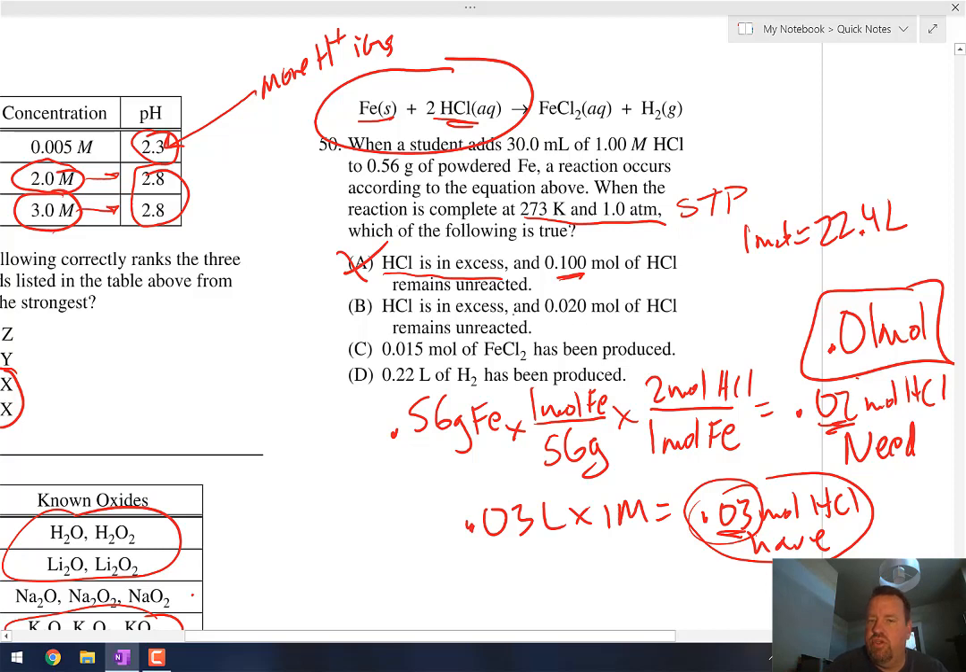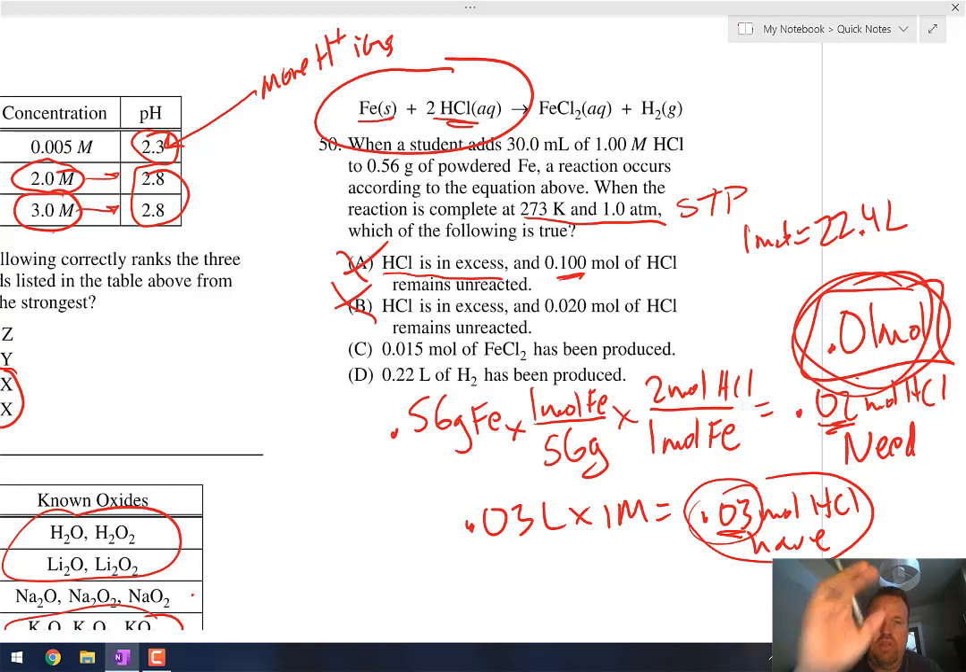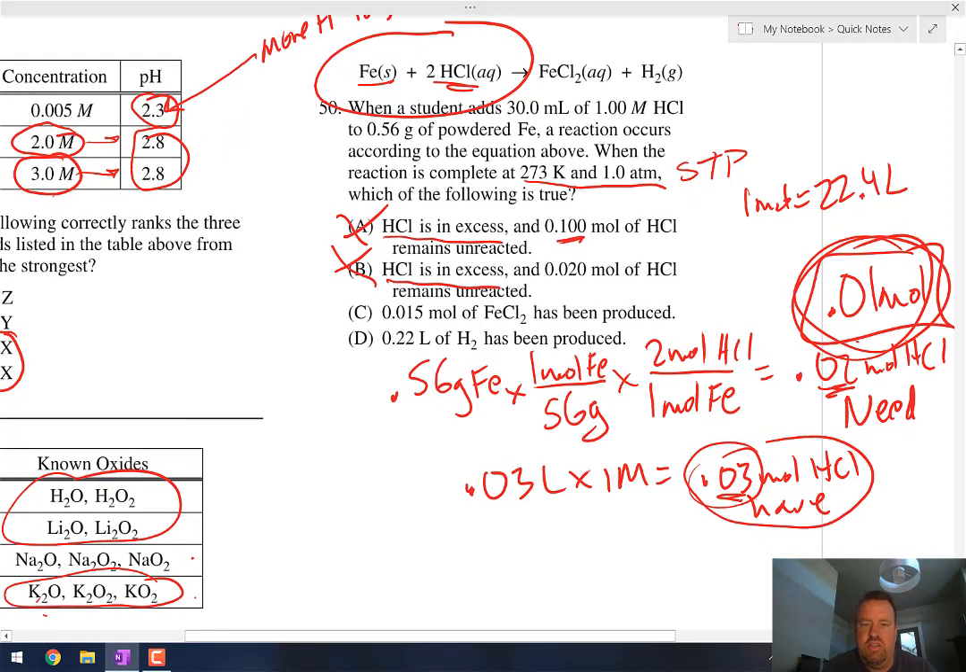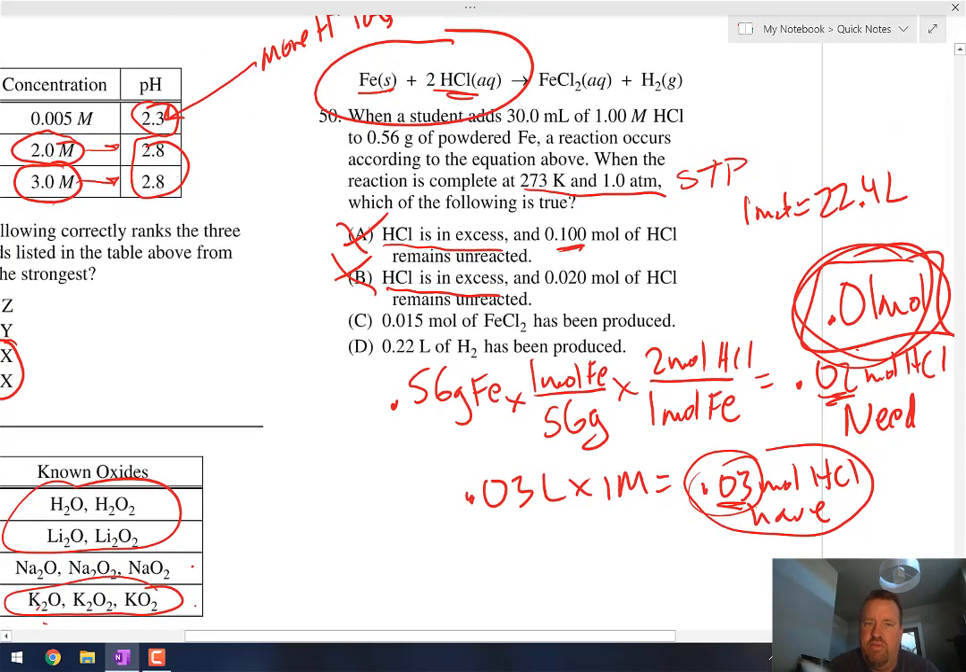Okay, 0.02 moles of HCl remain unreacted. Nope, still 0.01. So B is not correct. Okay, and so now the excess reactant ones, those are out. And normally when you have two answers that are pretty similar, usually one of those is the right answer. But in this case, that's not. That's another reason this question is a tricky question.